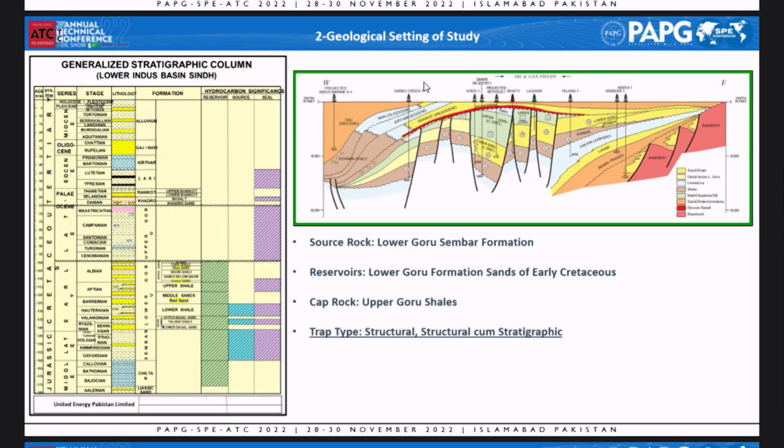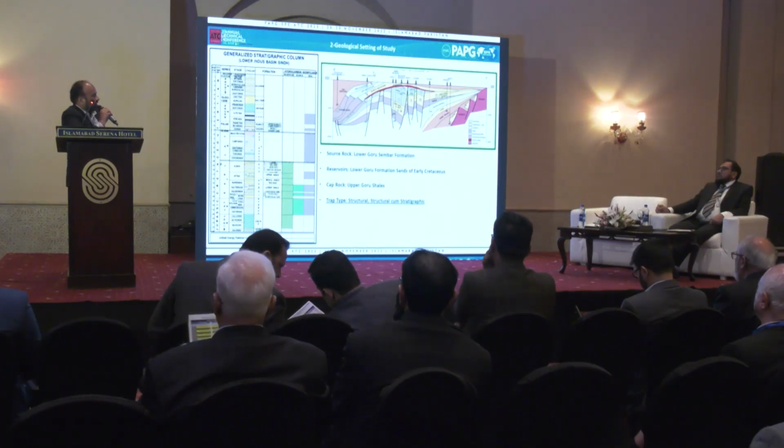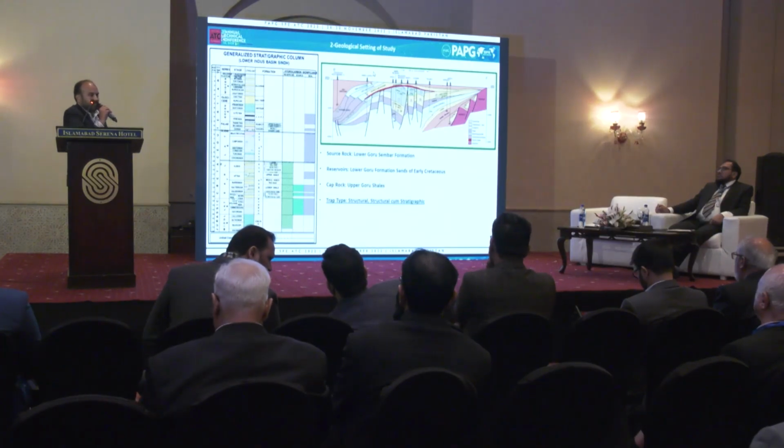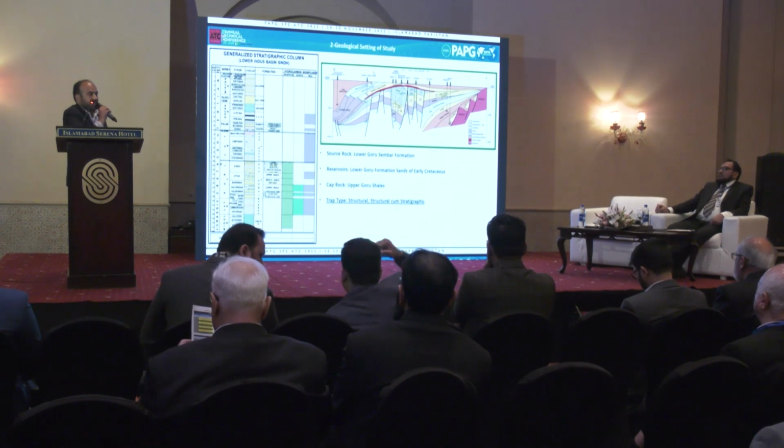Basically, if we talk about the structural style, this concession is mainly a result of a rifting event. So the main controlling factor of the hydrocarbon accumulation is the normal faults, which are defining the key seal for the reservoirs. And then there is also a combination of dip, multiple small faults, and a stratigraphic component, which provides the trapping for the hydrocarbon accumulation.